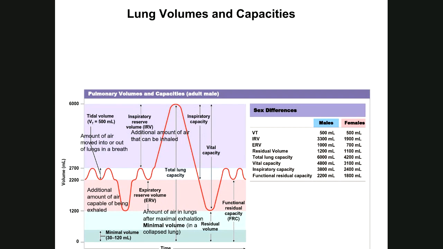The inspiratory reserve volume is the additional air that can be inhaled. It is the total lung capacity minus the volume of air in the lung at the end of normal inspiration. This means that we have a reserve volume that we can tap into as the tidal volume increases with exercise and activities.